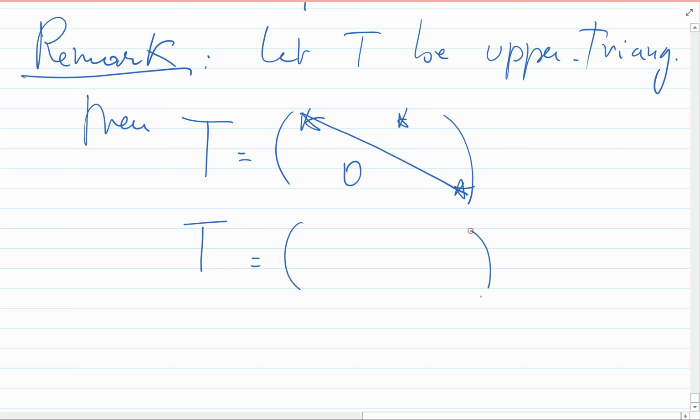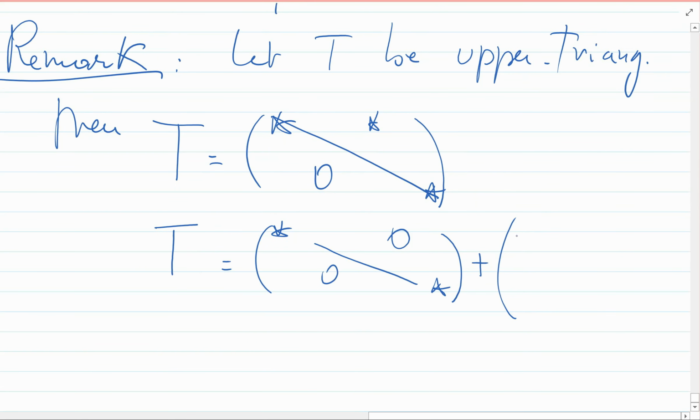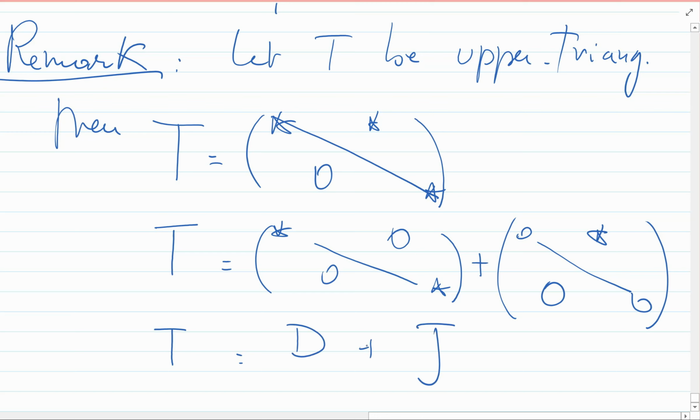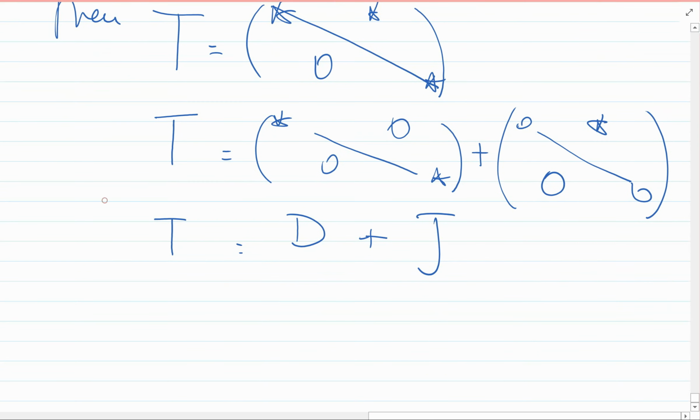So we start with all the elements on the diagonal, plus zeros, and all the numbers above the main diagonal are the same entries as T. So here T is equal to D, the diagonal matrix, plus this matrix J. J is named for a great mathematician who worked on matrices and made amazing discoveries about the structure of matrices. His name is Jordan.